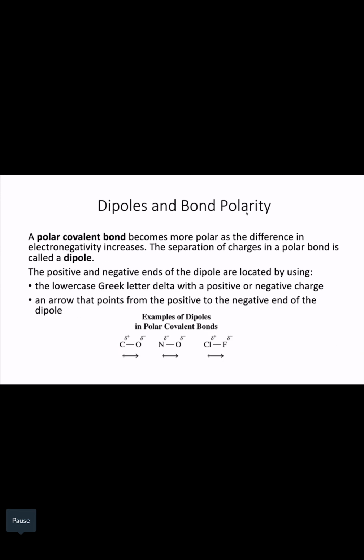So what is this difference in electronegativity going to cause? I already hinted, okay? The arrow I drew, there's a reason why I drew the arrow. The arrow is going to indicate a couple of things. A polar covalent bond becomes more polar as the difference in electronegativity increases. The separation of charges in the polar bond is called a dipole. Again, that's what I was looking for, a dipole.